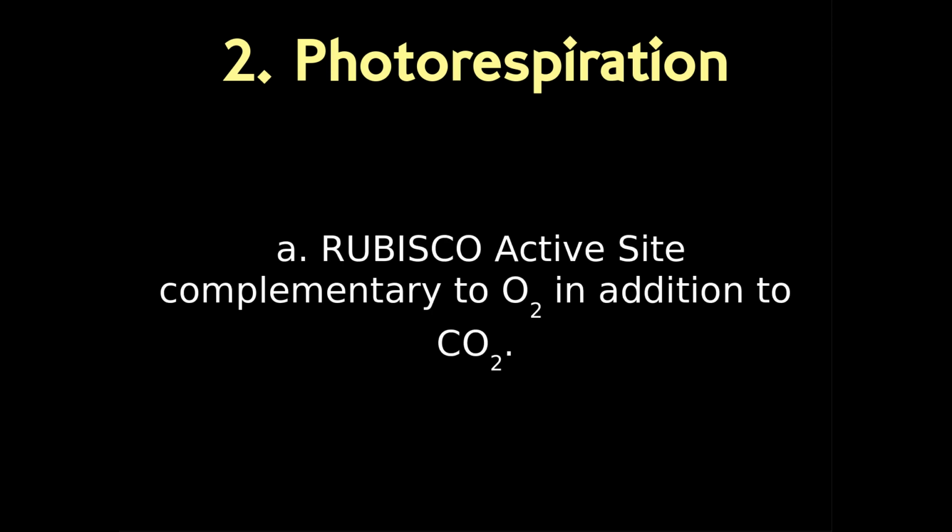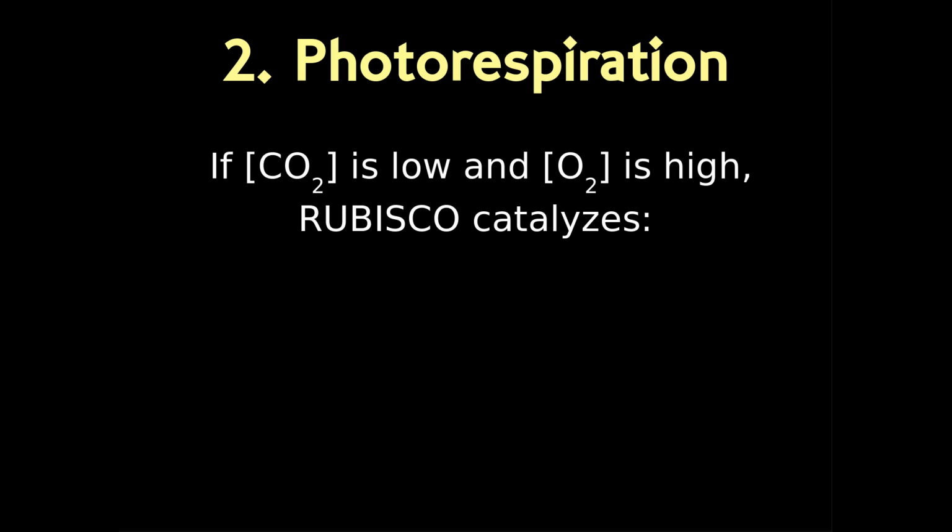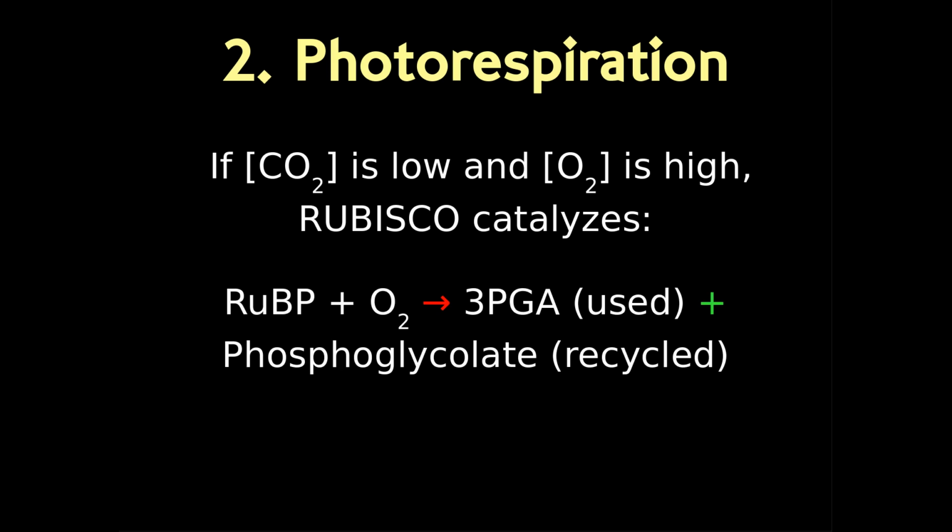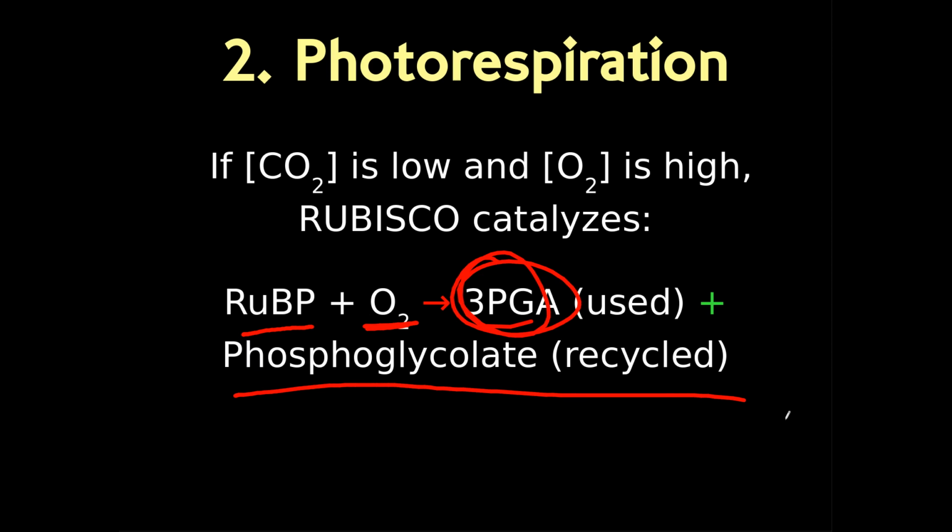There is a reason for it. The reason for it is that the Rubisco active site that you use to react carbon dioxide also reacts with oxygen. Pretty much just as well. In fact, slightly better for oxygen. And so, if carbon dioxide concentration is low and oxygen concentration is high, instead Rubisco is going to catalyze this reaction, where we take a ribulose bisphosphate and oxygen. Instead of a CO2, we get 1,3-phosphoglycerate, which we can use, but then we also get this thing called a phosphoglycolate.